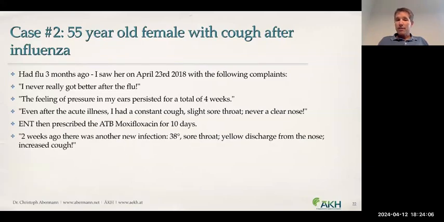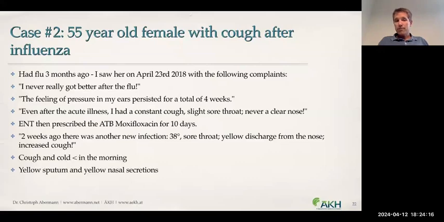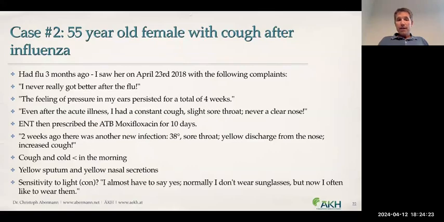Two weeks ago, there was another infection. I had 38 degrees Celsius, sore throat, yellow discharge from the nose, and this infection increased the cough. The cough and the colds worsened in the morning, with yellow sputum and yellow nasal secretions. Remember the Hering citation. Thinking that she could need conium, I asked her, what about sensitivity to light? Are you more sensitive than usual to light? And she said, yes, I have to say yes. Normally I don't wear sunglasses, but now I often like to wear them.